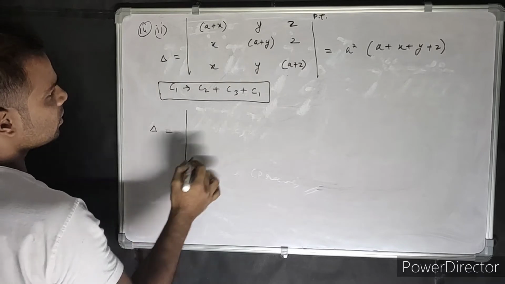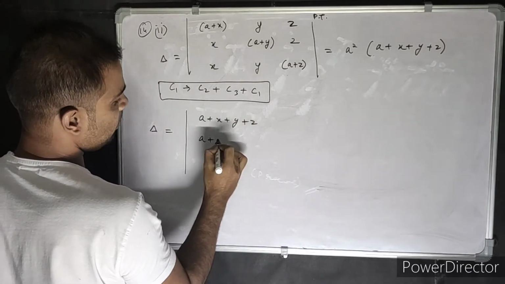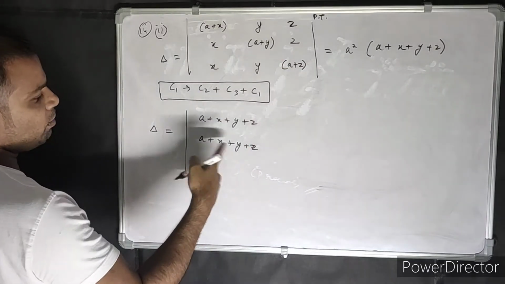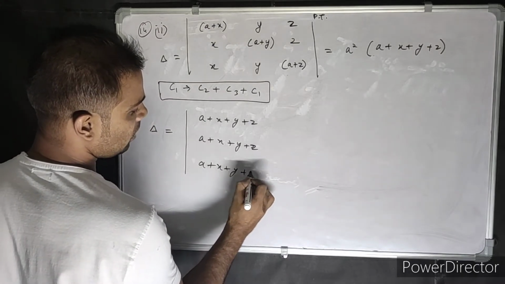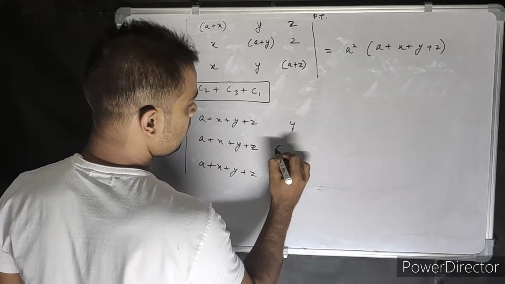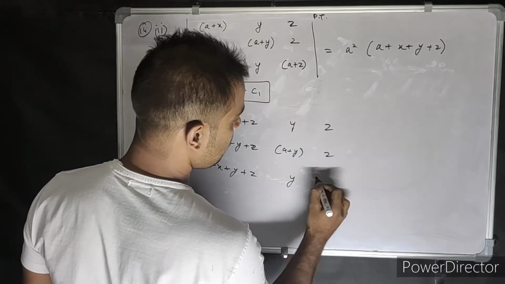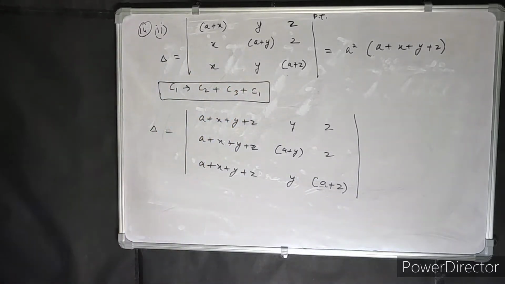That is a plus x plus y plus z. Again, a plus x plus y plus z. All positive, it doesn't matter, the placement does not matter. Wherever they are: y, a plus y, y, z, z, a plus z. Finally we are left with this.